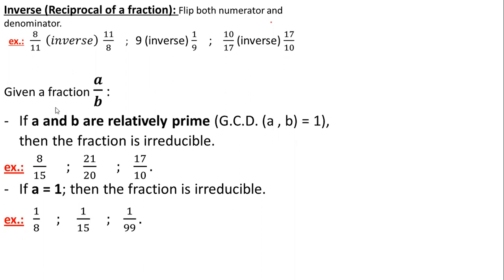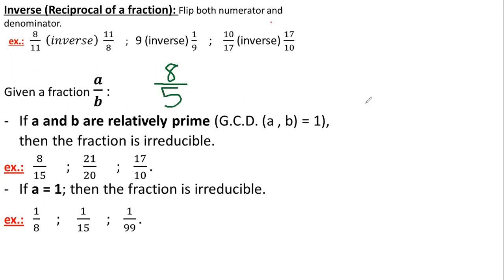Now pay attention. Given a fraction a over b, if a and b are relatively prime, what do we mean by relatively prime? There is no common factor between the numerator and the denominator. Suppose, for example, I have the fraction 8/5.